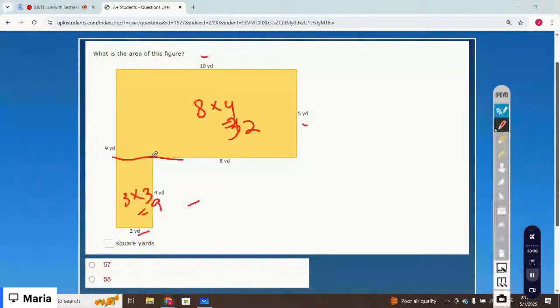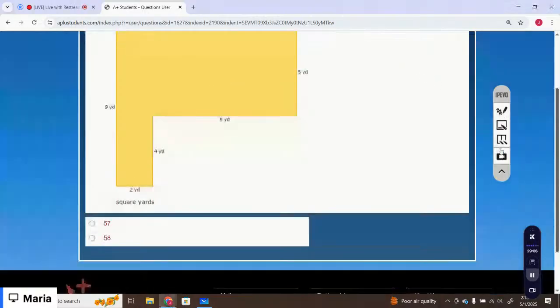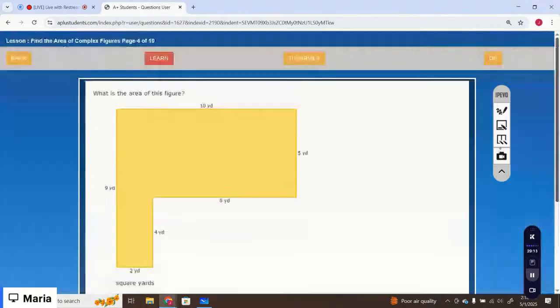What is the area? Let's just divide the figure into two smaller figures, and then calculate their areas. That is 2 times 4, 8 square yards. That is 10 times 5, that is 50 square yards. So 50 plus 8 equals, which is the correct option? 50 plus 8 is 58 square yards. Option number 2 is the correct option.